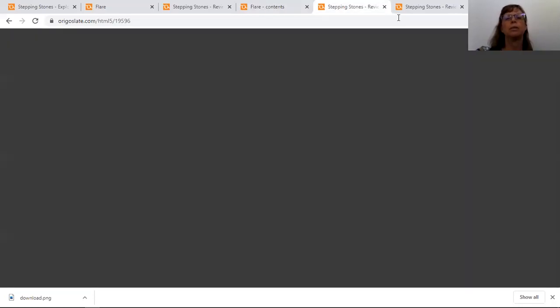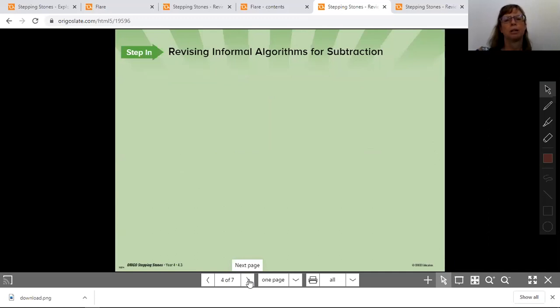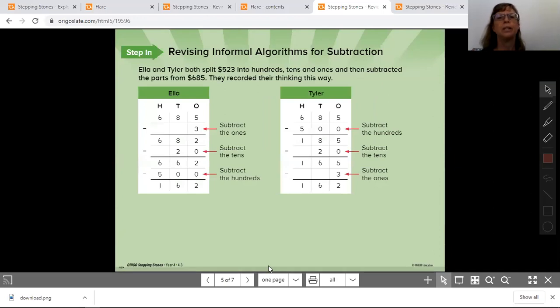And let's now have a look at this problem. First of all, we can estimate what's the difference between the prices of these 2 guitars. Well, let's just call them 680 and 520. Okay, the difference between 600 and 500 is 100, and the difference between 8 and 2 is 6. So maybe around $160. And we work that out just by rounding those numbers and then quickly taking them away. Okay, that gives us an estimate, but if we want to work out the exact amount, we need to use one of these.